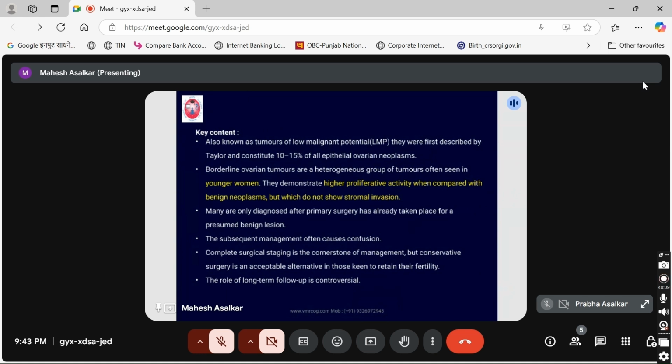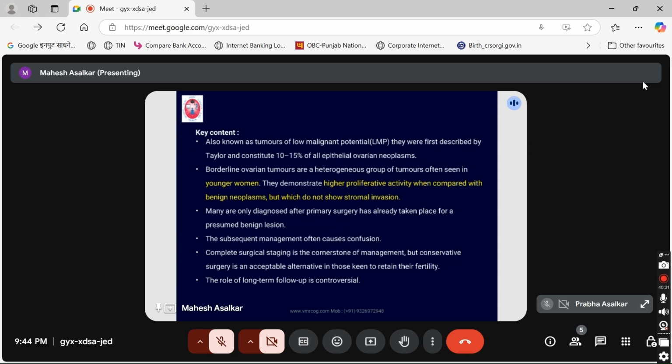Many are only diagnosed after primary surgery has already taken place for a presumed benign lesion. So most of the time they present as a benign tumor, the surgery is carried out, and then it comes out as a borderline tumor. In that case the diagnosis is retrospective, so the subsequent management often causes confusion.